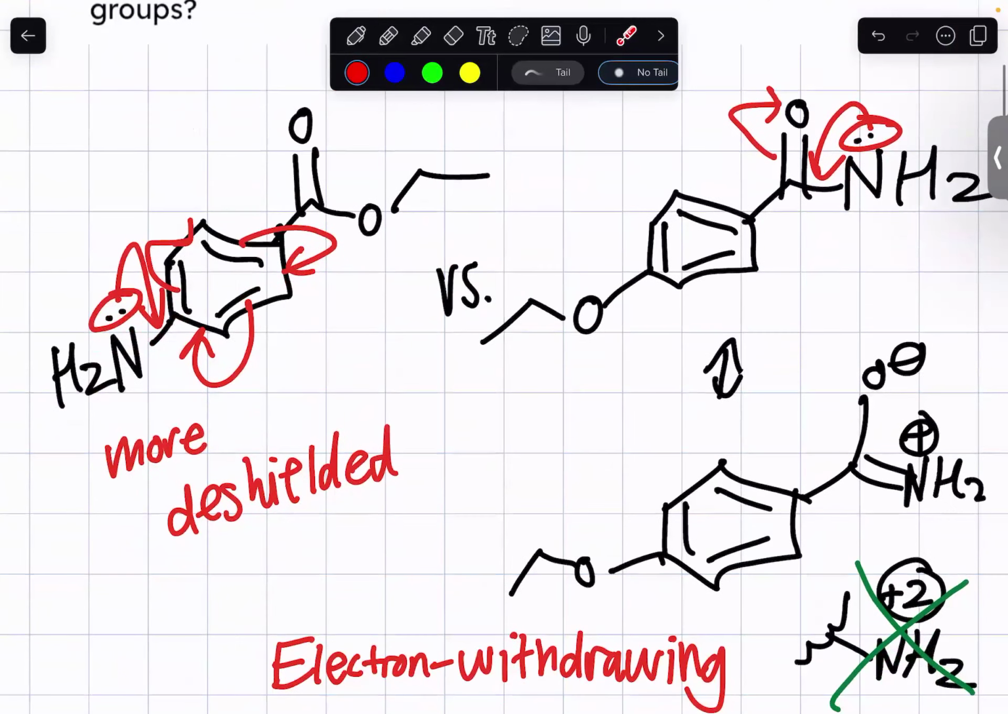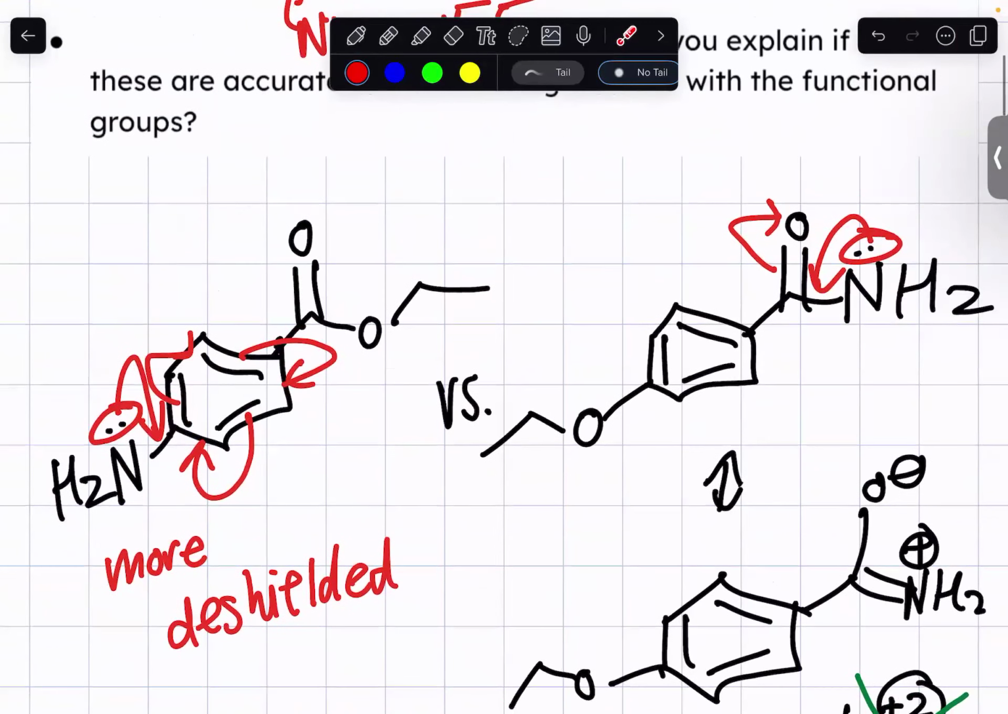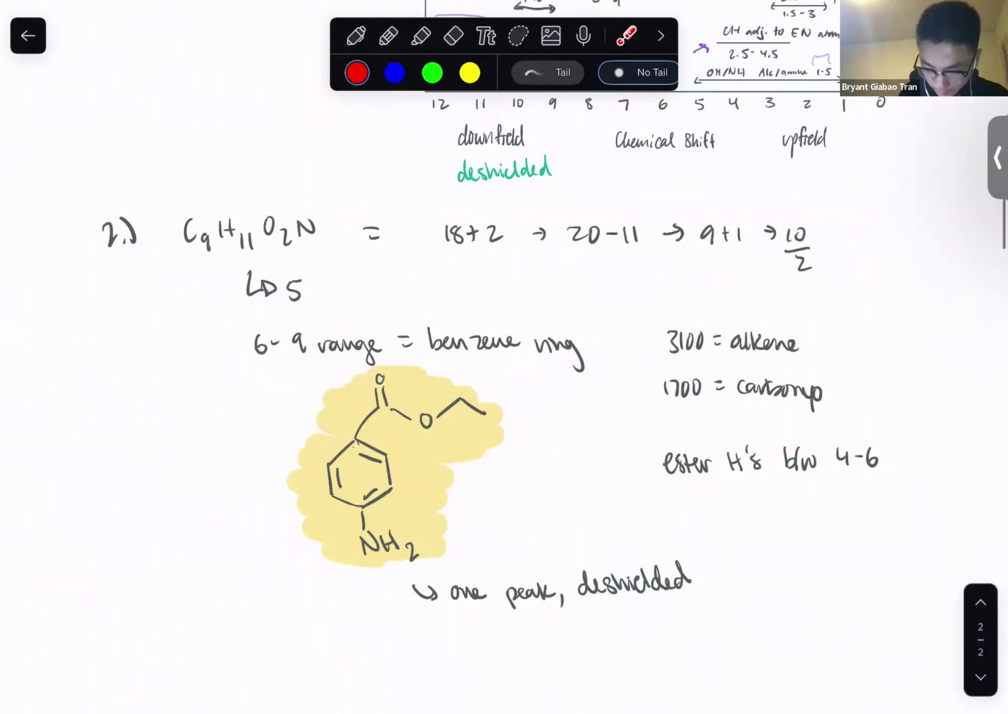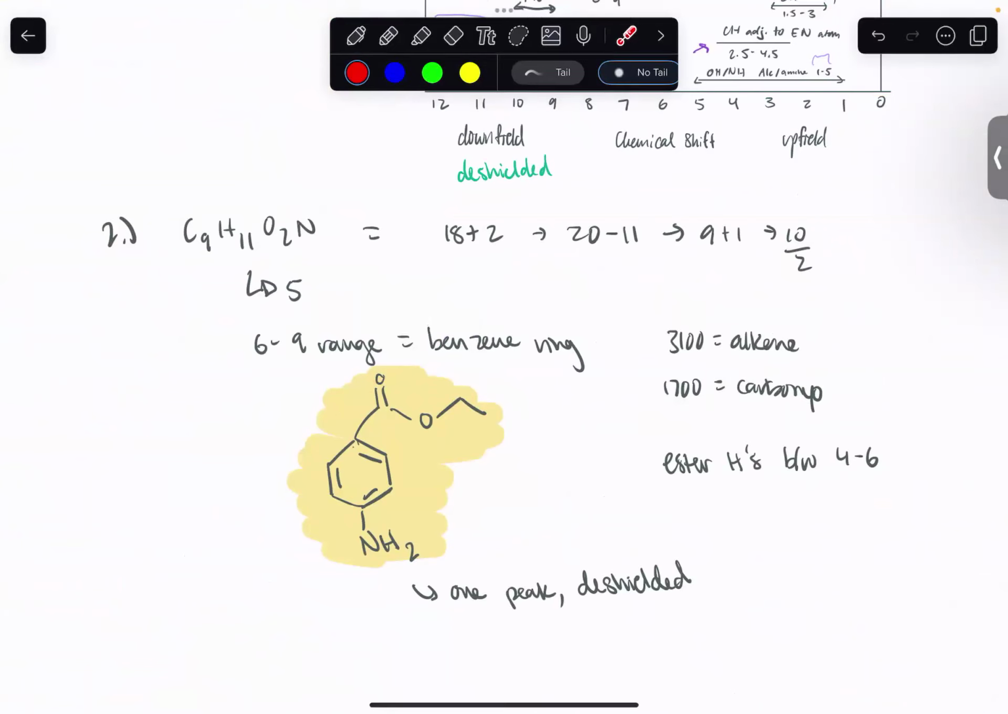So the one on the left would be the correct answer, not the one on the right? Yes, the one on the left would be the correct answer, where the amine is para to the ester.